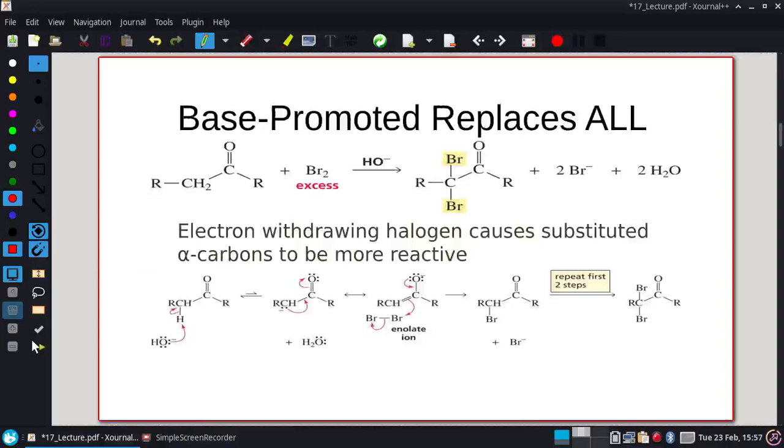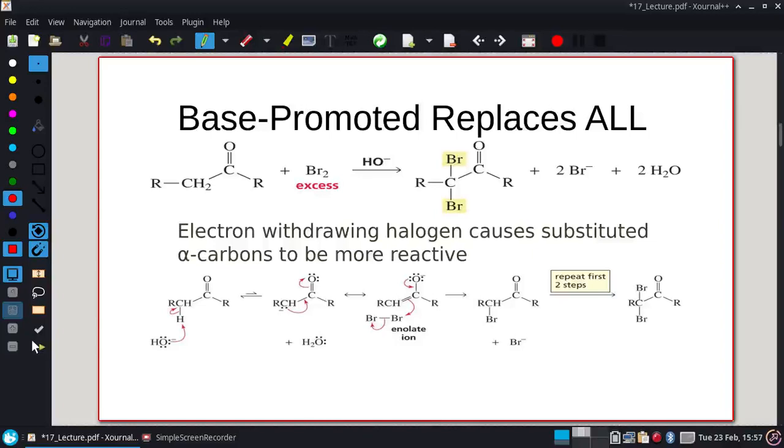All right, if we try to do this with base, we end up actually replacing all of the alpha positions. The reason that happens is, let's look at this mechanism here. We can try to explain why it happens. So the OH does come in here and just deprotonates this and creates that enolate ion. Now that resonance structure, we're showing how the bromine gets attacked by that double bond, just like it did with the acid one, and we end up putting that bromine on there.